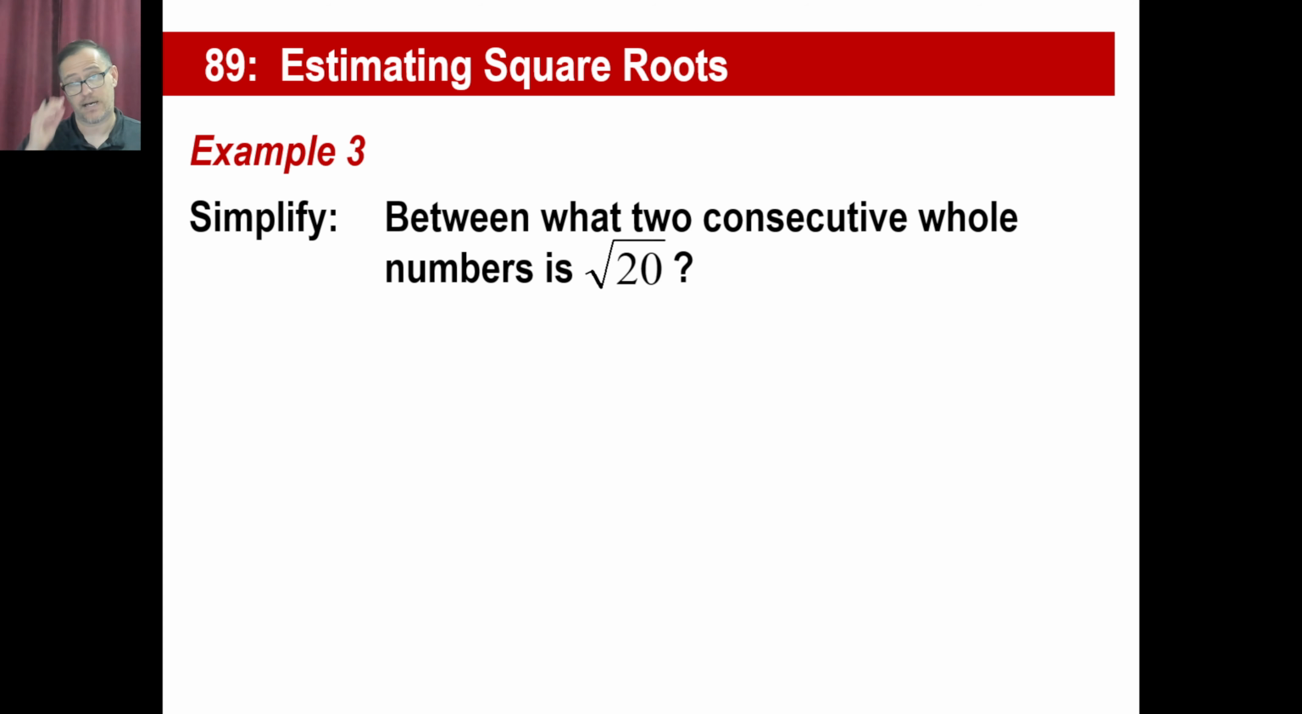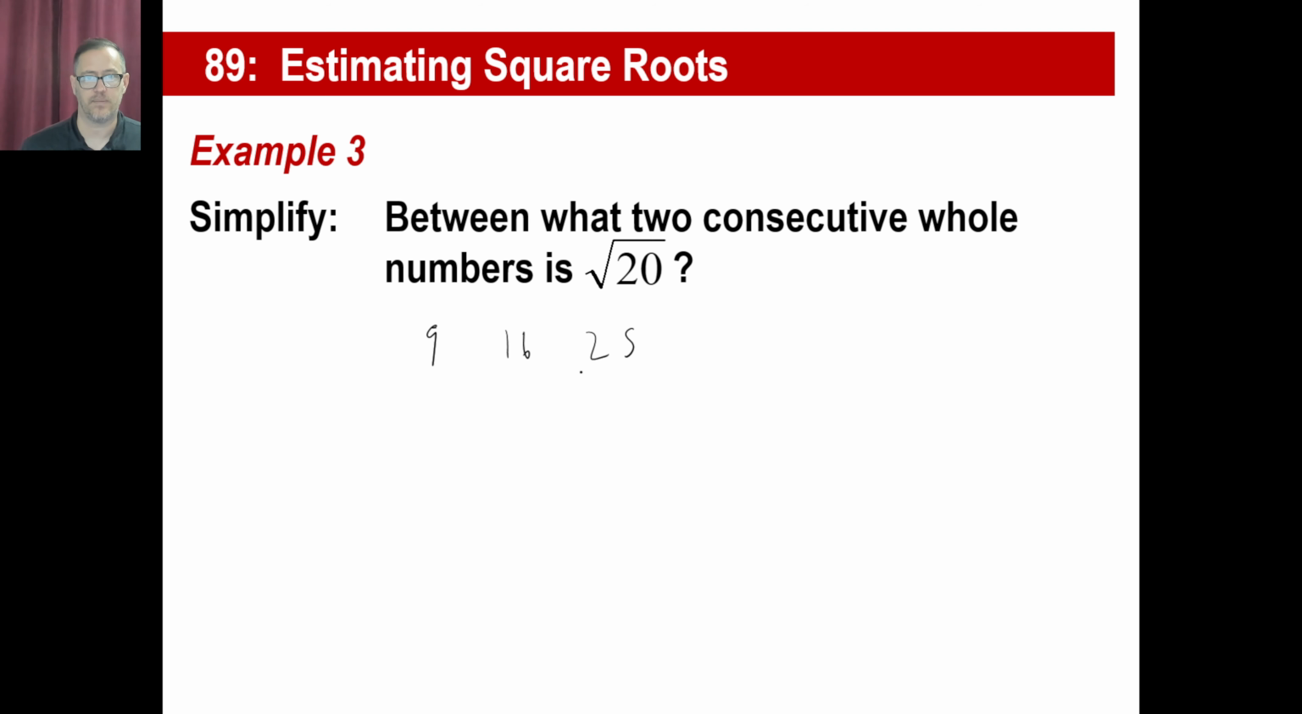Now let's go to the other type. This is the major kind of question they're going to ask you. Between what two consecutive whole numbers, integers in other words, is the square root of 20? Well, you might go, I don't know the answer. But here's where you can go, okay, well, 3 times 3 is 9. 4 times 4 is 16. 5 times 5 is 25.